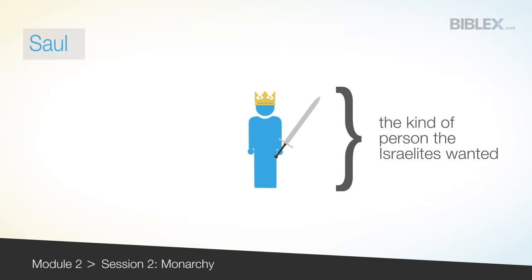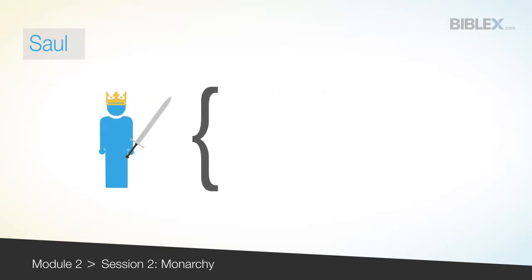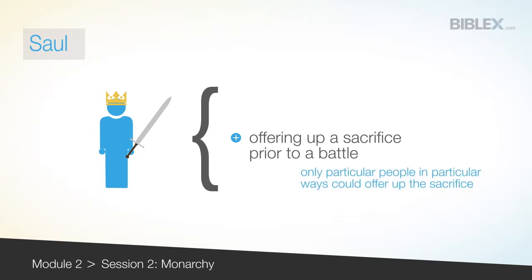The book of Samuel emphasizes 3 key failures by Saul. First, in 1 Samuel chapter 13, Saul sins by offering up a sacrifice prior to a battle. What was so wrong with this? There are 2 key problems. The first problem is that the Mosaic covenant, as expressed in the book of Leviticus, made clear that only particular people in particular ways could offer up the sacrifice. This was, after all, using a limited and flawed thing to come before a great God.